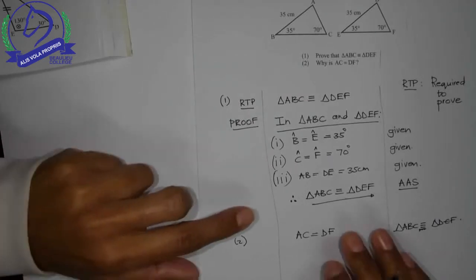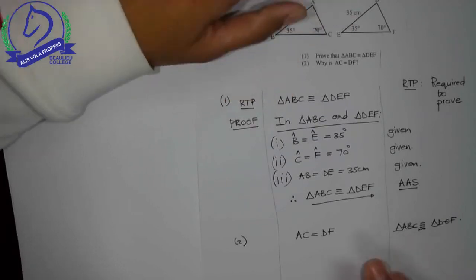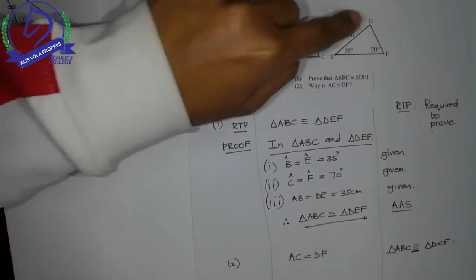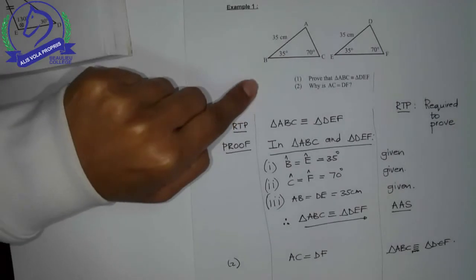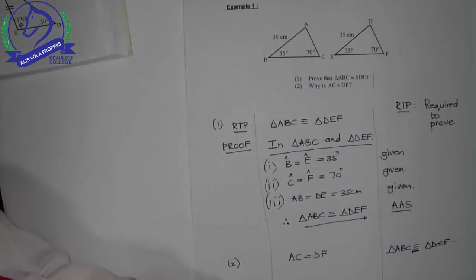And what else would this prove? By these two triangles being congruent, you not only proved that AC is equal to DF, you also proved that angle A is now equal to angle D. And you've proved that line BC is equal to line EF. So that's what congruency proves.